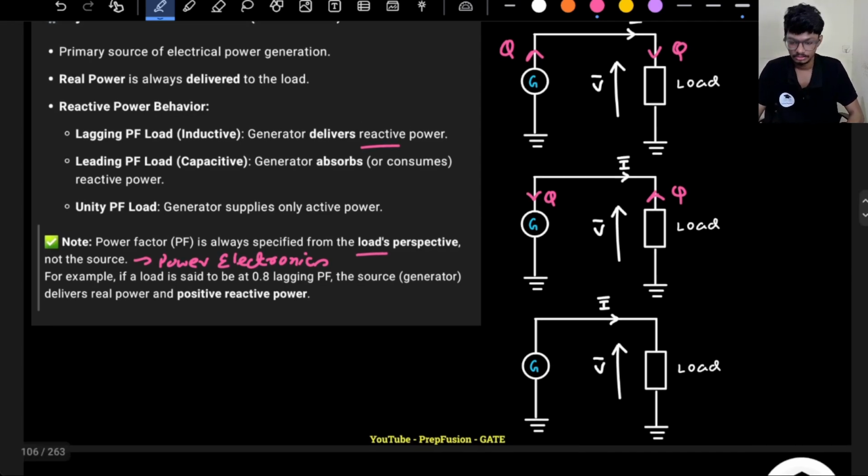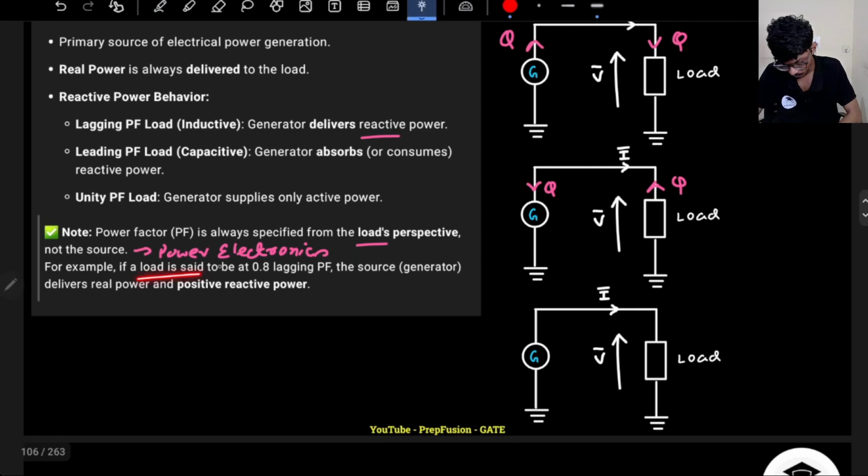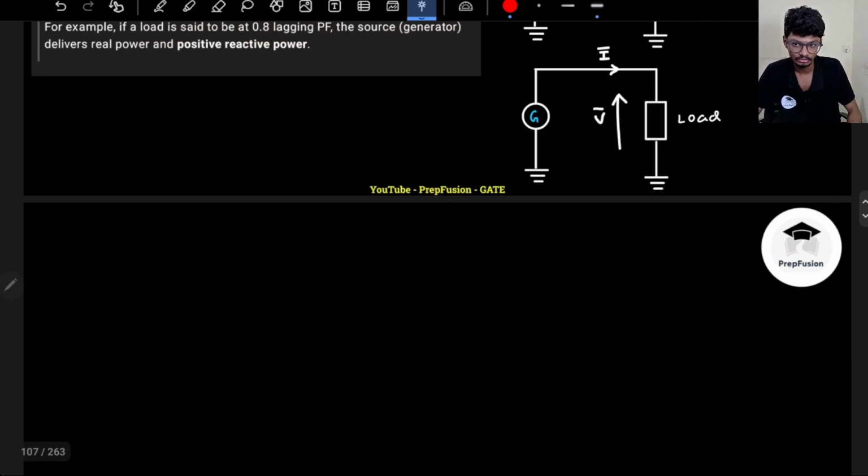For example, if a load is said to be operating at 0.8 power factor lagging, that means the source generator delivers real power as well as positive reactive power. The generator will deliver both the real power and the reactive power. So this was a summary about the synchronous motor and generator.